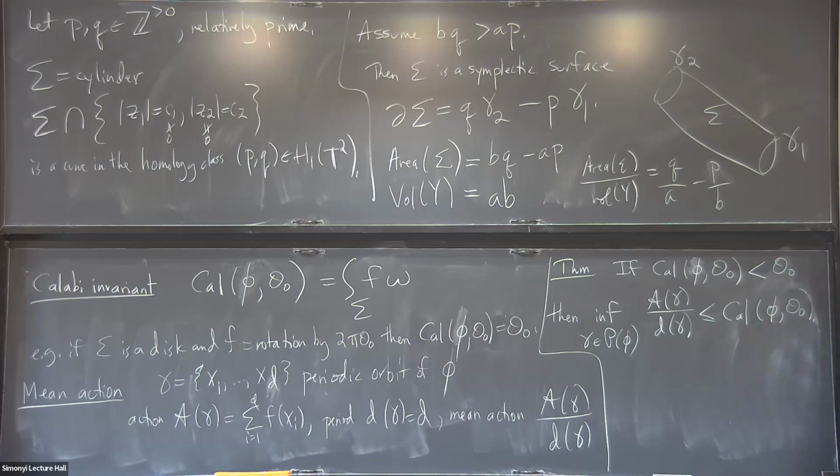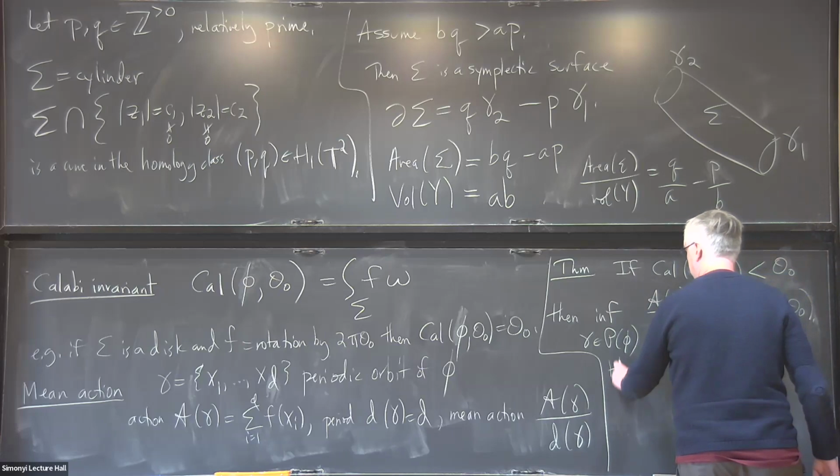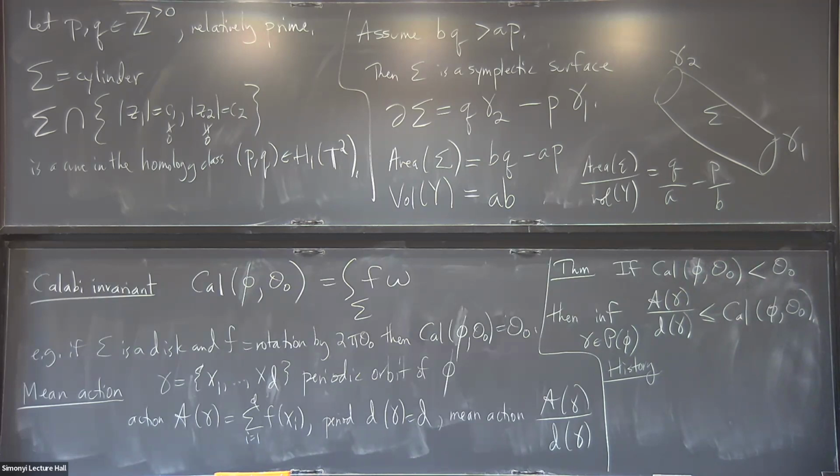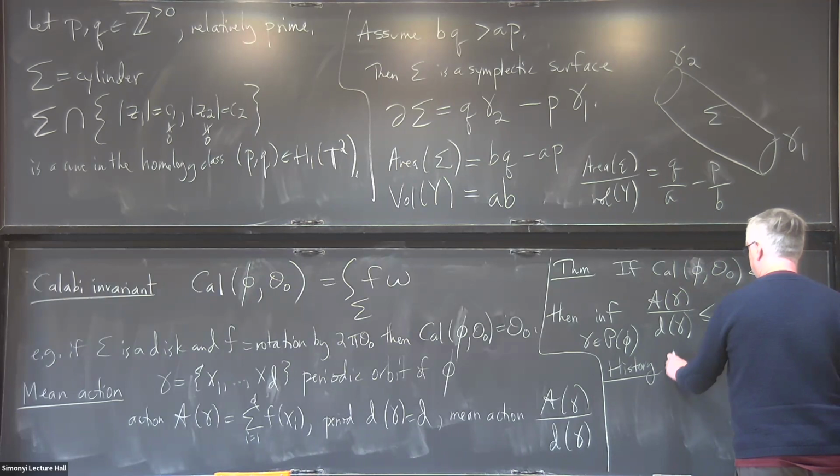And you can state a version of this a little more generally. You don't need phi to be Hamiltonian. You just need it to have zero flux so that you can define the Calabi invariant, and then a similar statement holds. So then there have been various results along these lines. I might forget some of them. I apologize for any that I forget. But I proved this for the disk.